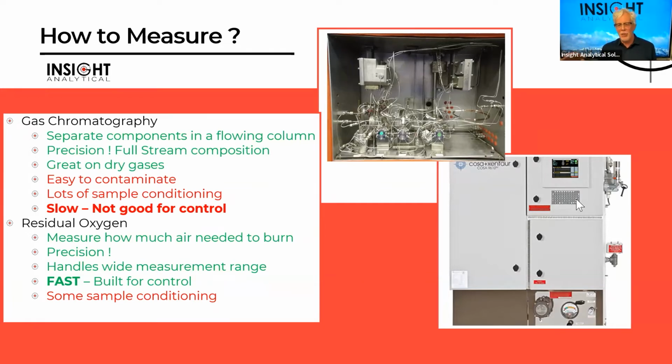It works great on really dry gases. Gases that don't have any particulate in them, that don't have any, say, bitumen-like products or tarry-like substances can work fine. Problem is they're easy to contaminate. As you can see up here, lots of small tubing, 1/8-inch tubing. We have to do a lot of sample conditioning. And also they are slow. A typical chromatograph will take several minutes.